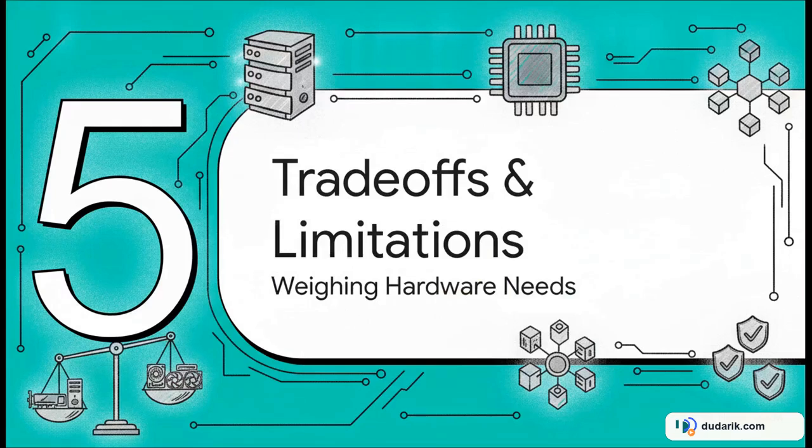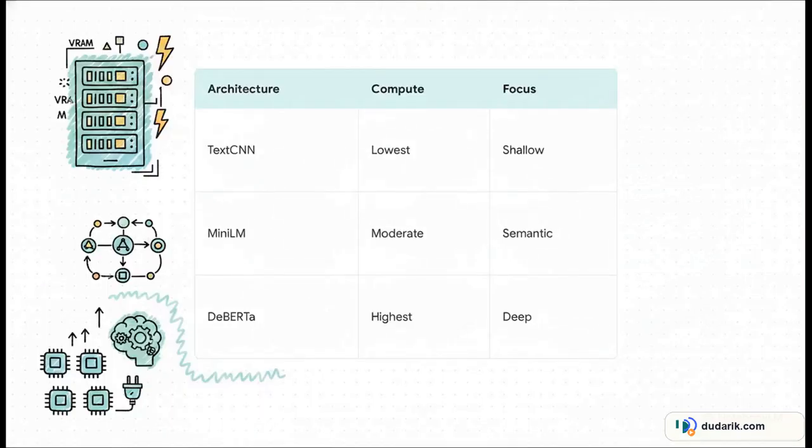Let's get into Section 5, Architectural Trade-offs and Limitations. Because no single model fits every use case, right? When you're building a decentralized network, you really have to balance your specific hardware realities with your validation needs. This information is an absolute goldmine for developers.